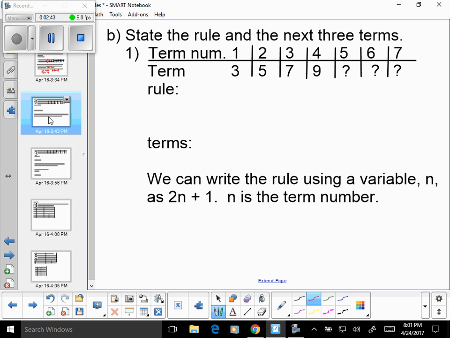Well, the easiest way is to add 2. Will that work for the term number of 2, though? 2 plus 2 is, oh shoot, it's 4. I'm not getting the 5 I'm supposed to get. Back to term number 1.